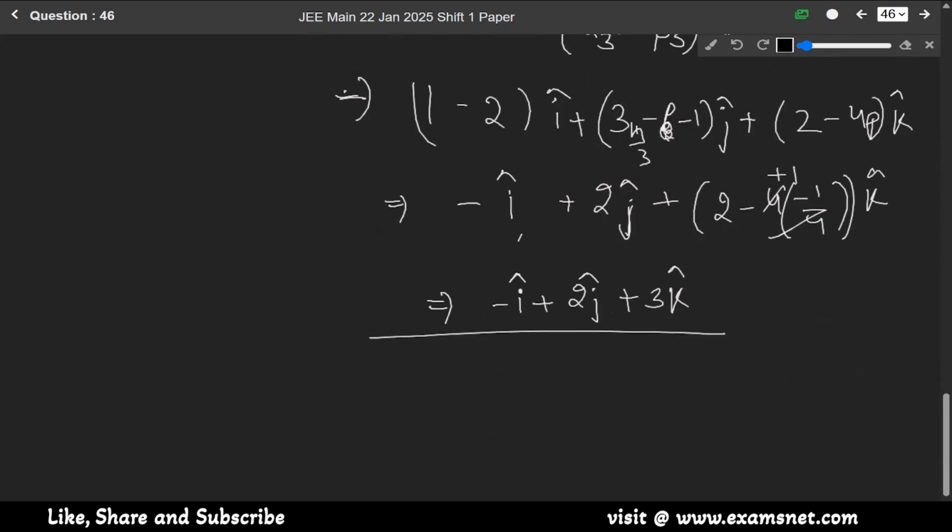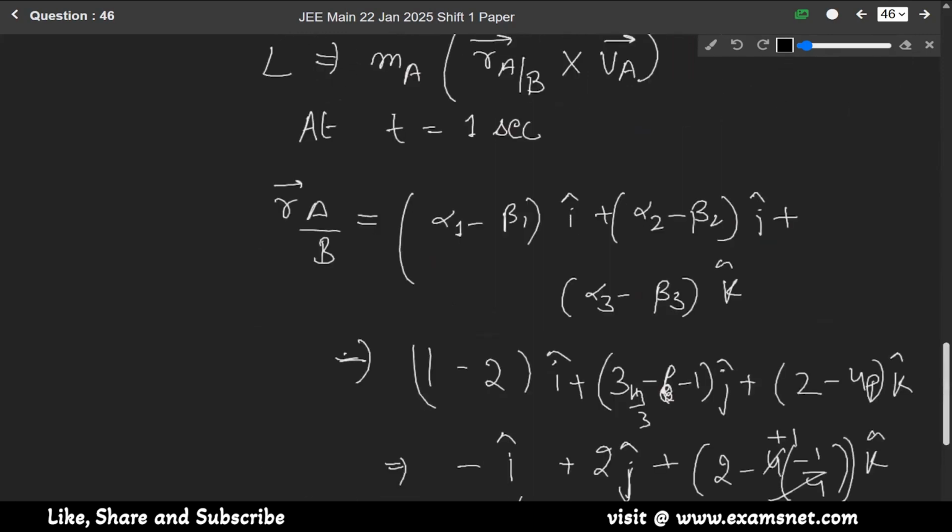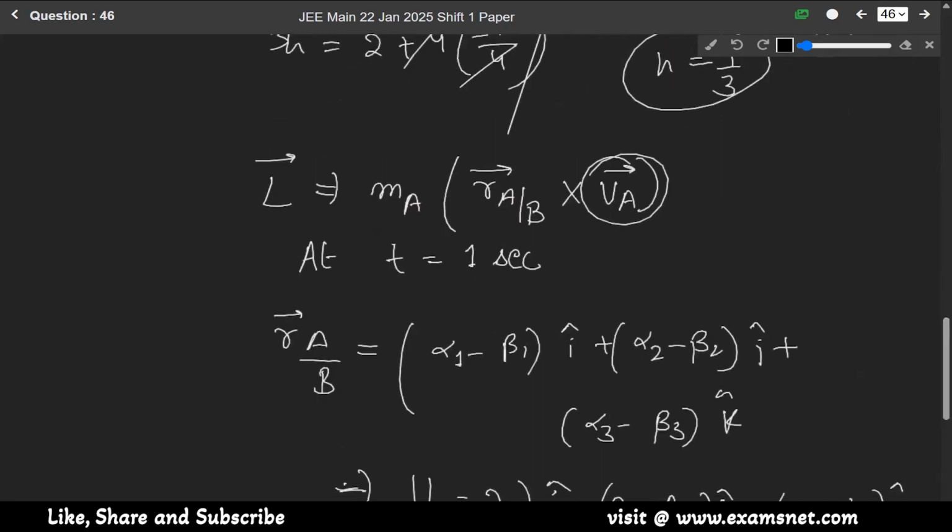Okay. So L will be equal to the determinant of i, j, k; minus 1, 2, 3; cross product with VA. And what is VA?